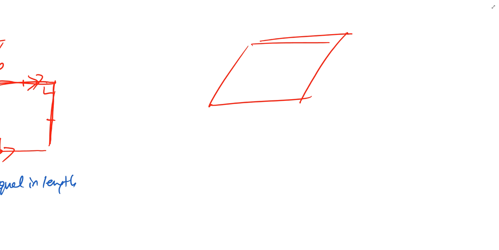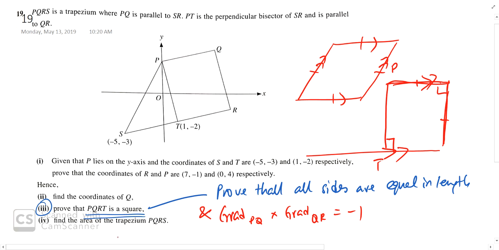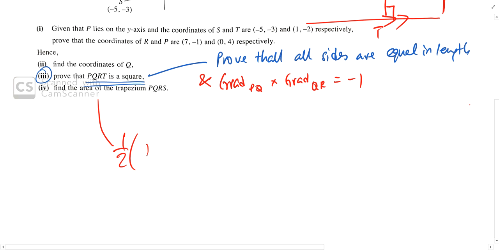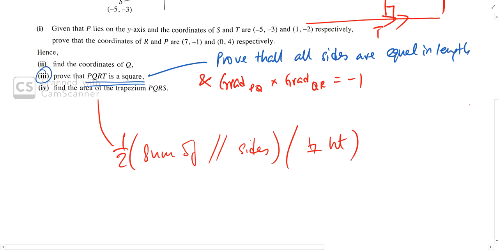How to prove they are parallel? Gradient. Same gradient, same length, parallel already. Area also the same. Okay, find the area of the trapezium. How do we find the area of a trapezium? What is the formula? Okay, so this is half the sum of parallel sides times perpendicular height. You can do this, or you can use the shoelace method, or you can take the area of a square plus the area of a triangle. Can?